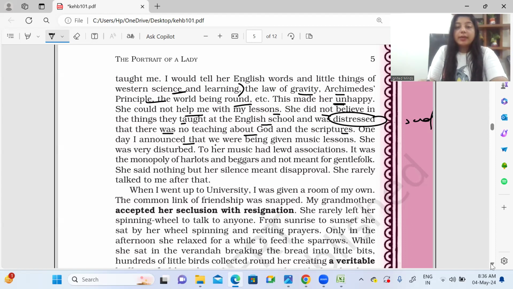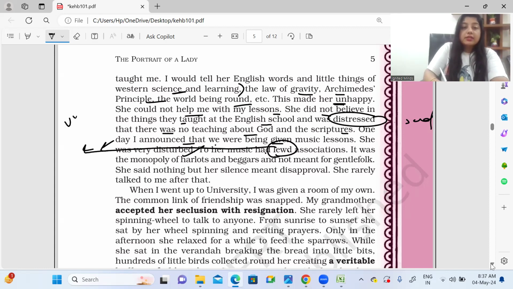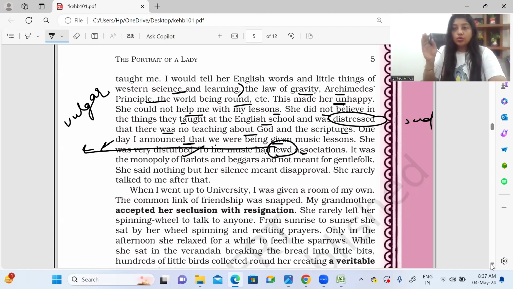One day I announced that we were being given music lessons. So one day narrator came to the house and he said that now we are being given some music lessons. She was very disturbed. Hearing this, she got really annoyed. Why? Because to her, music had lewd associations. Lewd here means vulgar, something which is not in a very good taste, which is something disrespectful. Okay. Lewd association means music is associated to people who do not have a respectable position in the society.